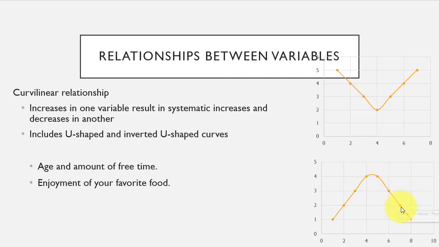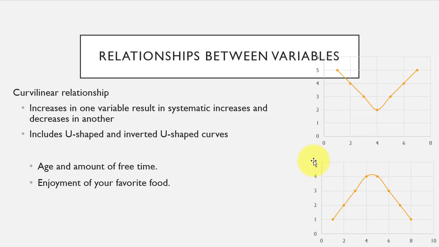And then after you have so much of your favorite food, maybe you get bored with it again. So you have this inverted U shape, where there is a lower occurrence of something on the left side or the smaller side of the x-axis, and then it peaks in the middle of the x-axis and then it dips back off again.